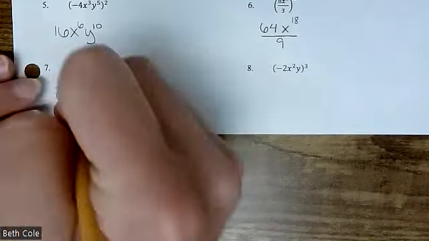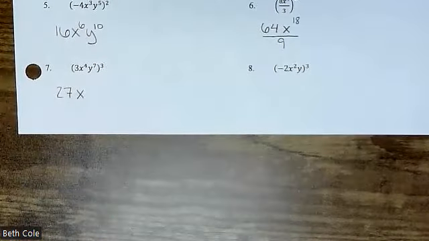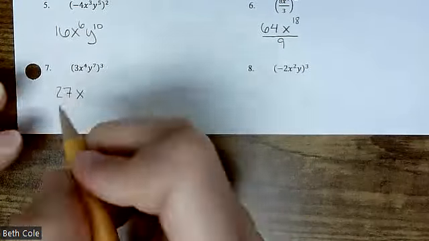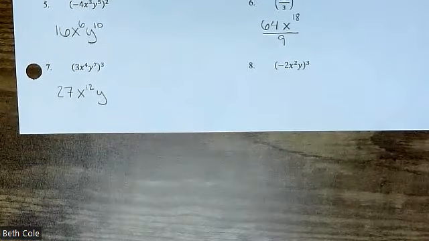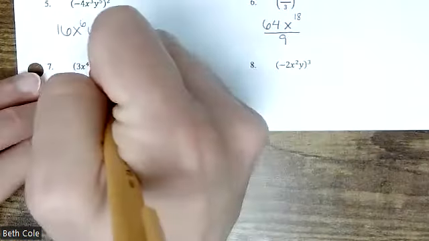Power to a power means you multiply. So what's your power for X? Multiply them together. 12. 12, good. 4 times 3 is 12. Put y, again, you're multiplying. So 7 times 3, 21.